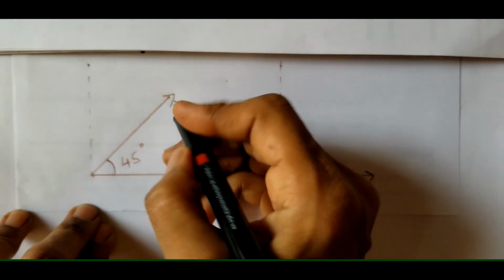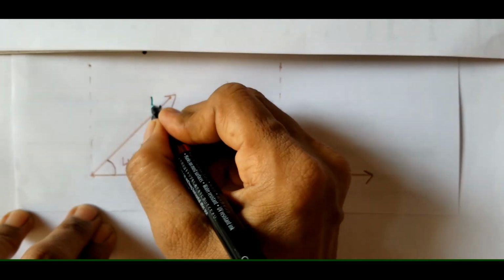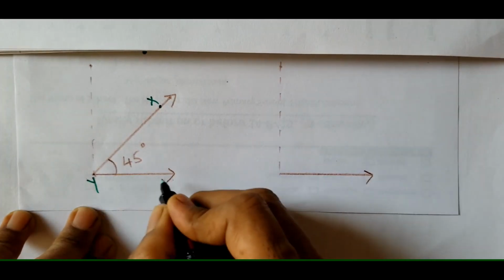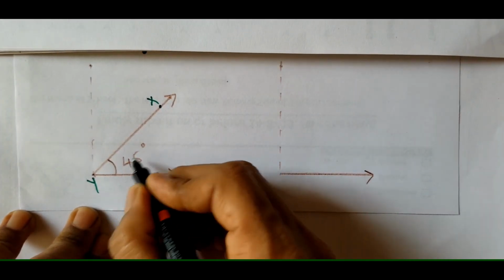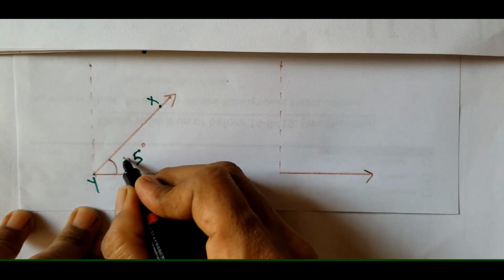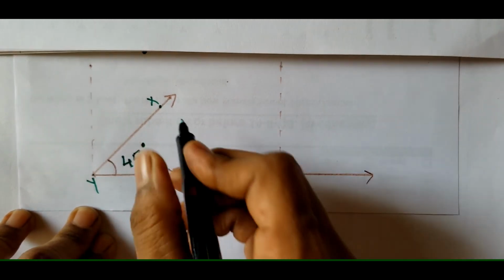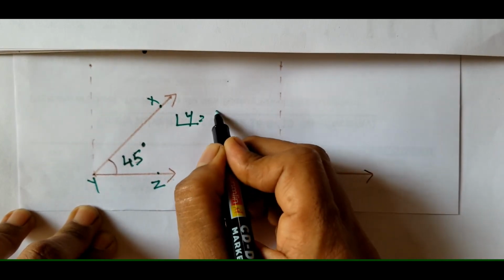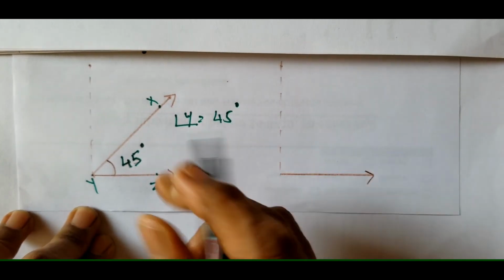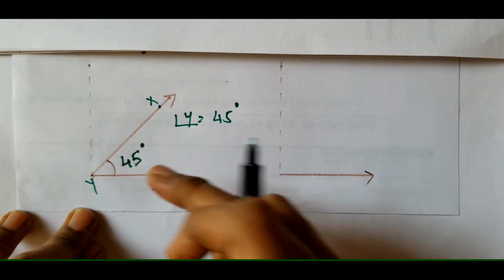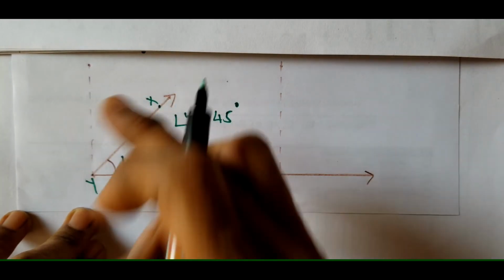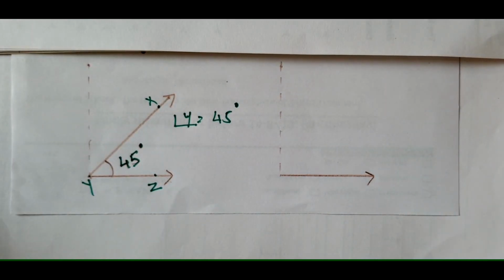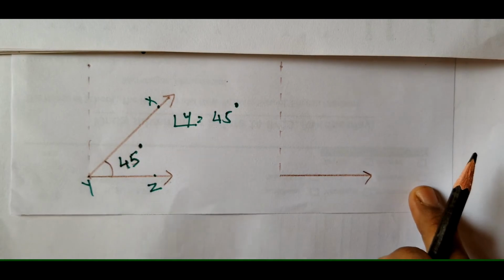Now name the angle. X, Y, Z. I am going to write angle Y is equal to 45 degrees. The other two ways you can write, that is angle XYZ or angle ZYX. Now let us draw one more angle, angle of 120 degrees. Again I have drawn a line here. It is a ray.